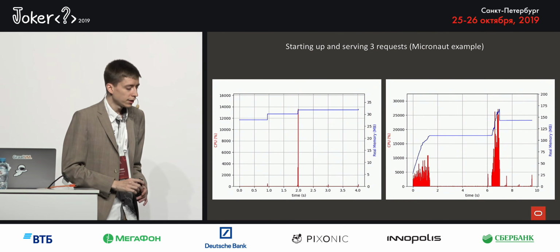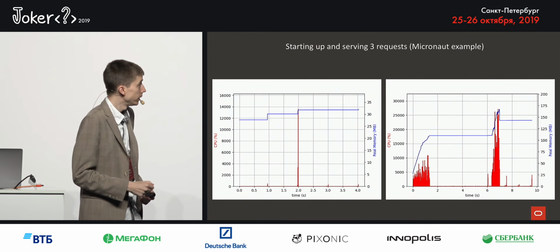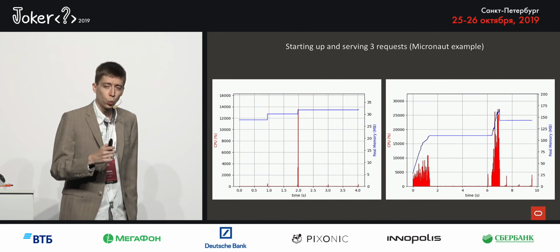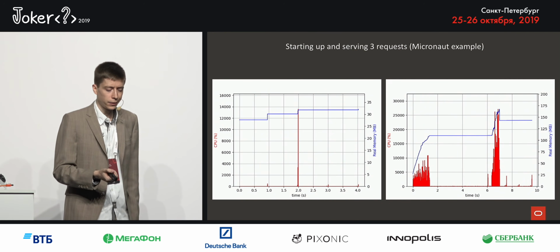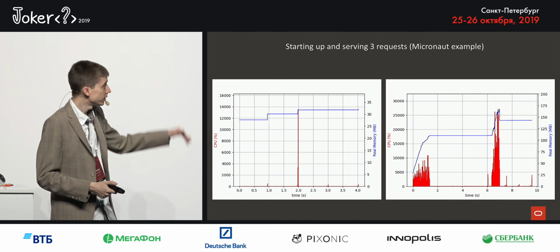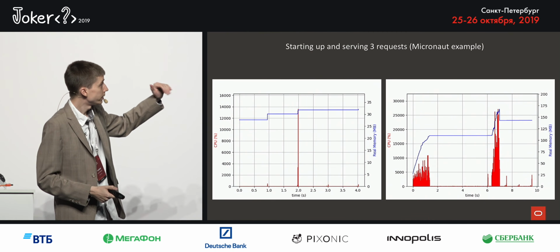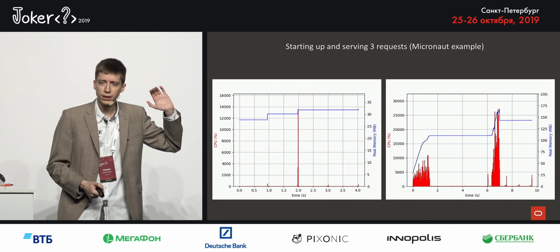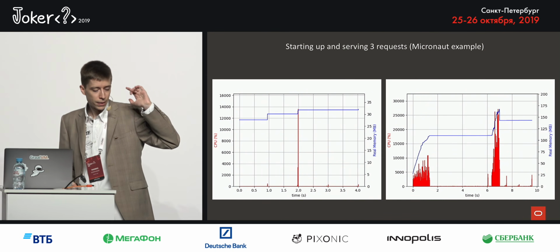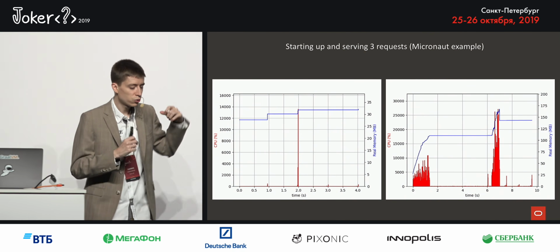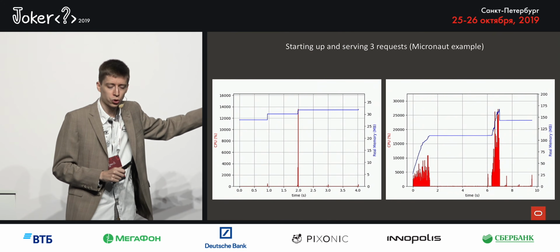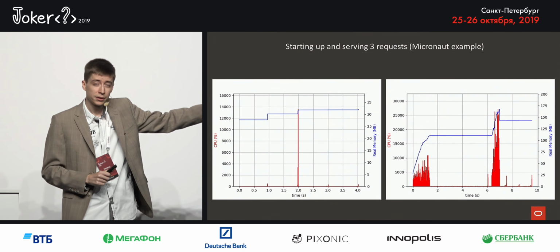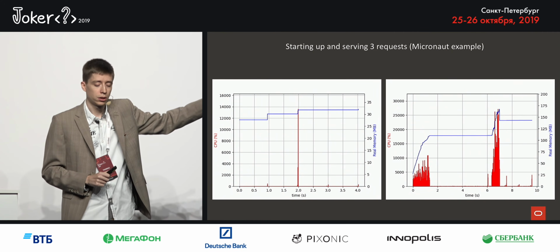One of the interesting things about using AOT here is that this is running a Micronaut microservice example, and it is measuring the CPU consumption and the real memory usage of the process, and it gives that application 3 requests. And on the left side, you see the native image version of this application, and on the right side, you see the JIT version of this application.